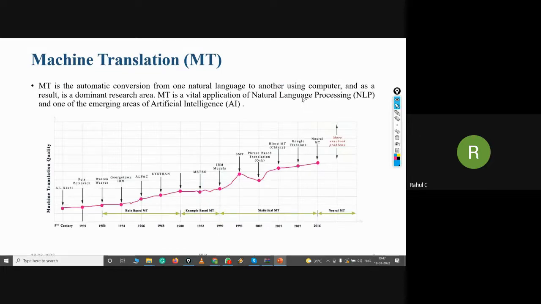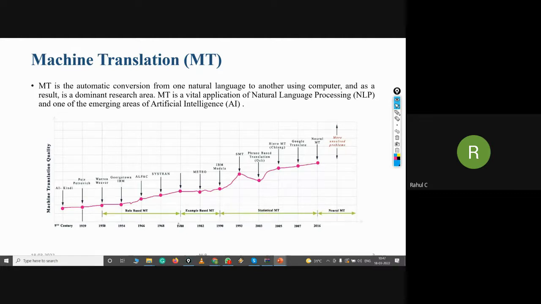So this is just theory. You can see a machine translation journey. It started in the 9th century, with different types of approaches. We started with an approach known as rule-based machine translation. Then there are different models from different organizations, like the IBM models. Then another one is example-based machine translation, then statistical machine translation. Now you can see there is neural machine translation.